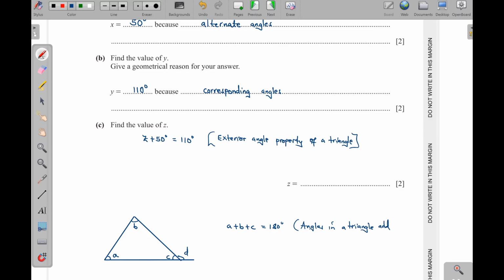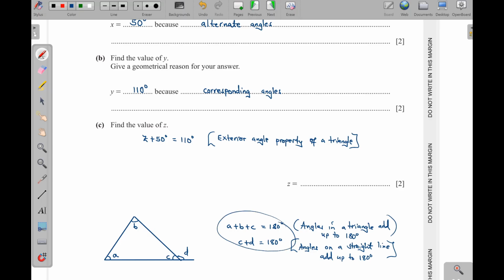Add up to 180 degrees. Then C and D, they are angles on a straight line. So C plus D will give us 180 degrees, okay? Angles on a straight line add up to 180 degrees. You see that?